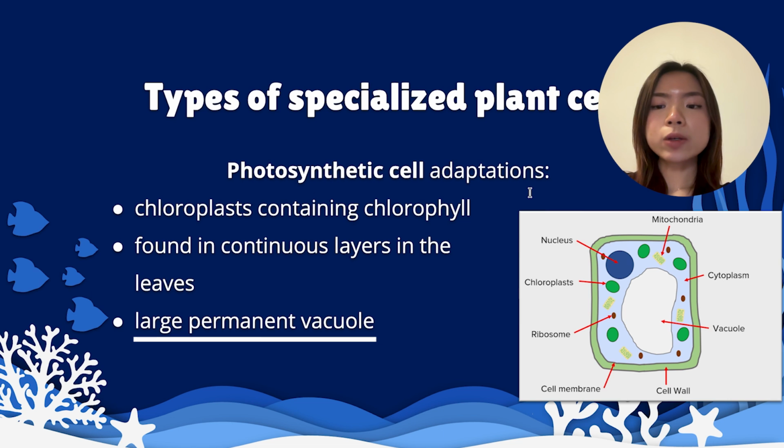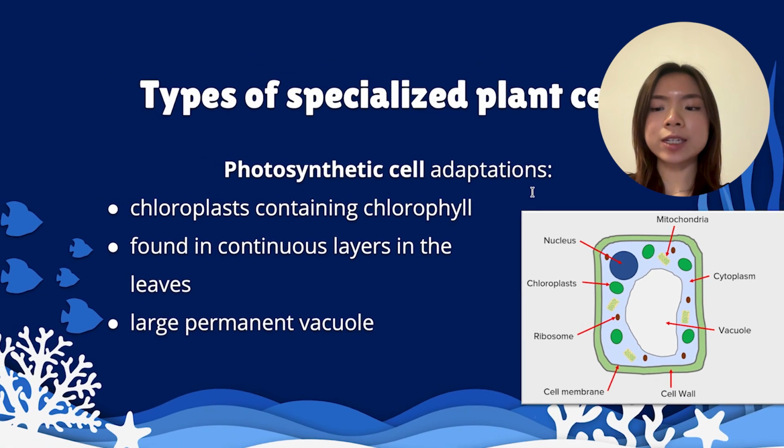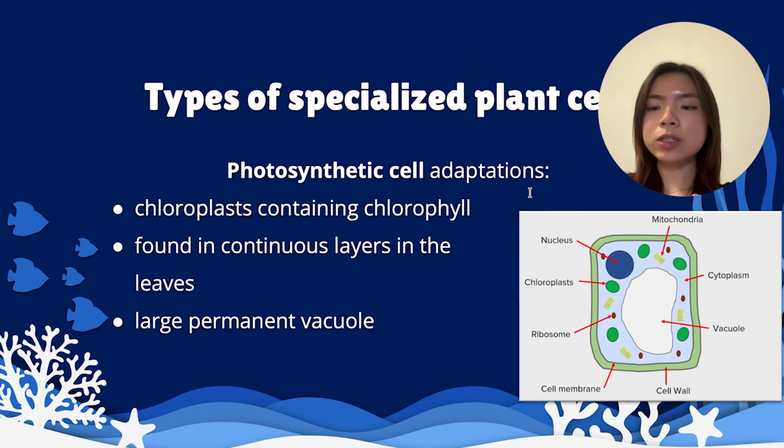Plant cells also have a large permanent vacuole, and this helps keep the cell rigid as a result of osmosis. And these rigid cells are arranged together to form photosynthetic tissue. So remember, cells come together to form tissues, which come together to form organs, which then form organ systems, and then it forms the organism as a whole.